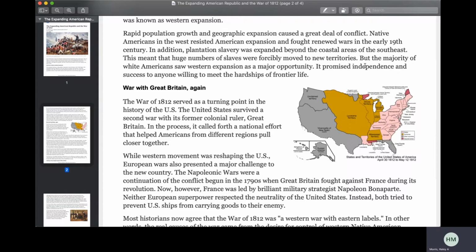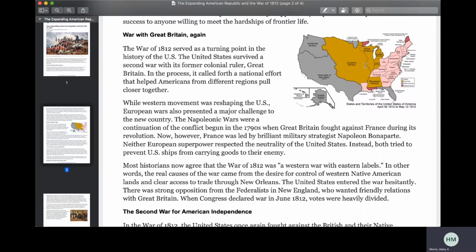In addition, plantation slavery was expanded beyond the coastal areas of the Southeast. This meant that huge numbers of slaves were forcibly moved to new territories. But the majority of white Americans saw Western expansion as a major opportunity. It promised independence and success to anyone willing to meet the hardships of frontier life. The War of 1812 served as a turning point in the history of the U.S. The United States fought a second war with its former colonial ruler, Great Britain. In the process, it called forth a national effort that helped Americans from different regions pull closer together.